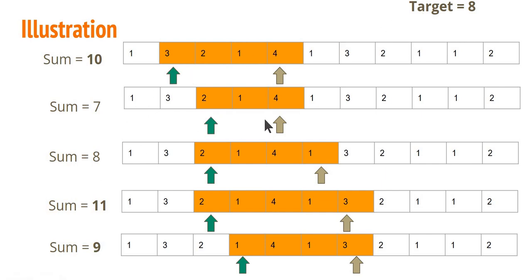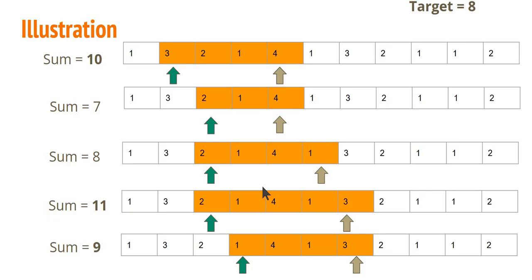So I expand, move the right pointer. Now this sum is 8. So here I found my first window, which is adding up to 8. So if my problem statement was, well, find me the very first contiguous array of whatever length which adds up to 8, I would have stopped the algorithm here because indeed I have found it.